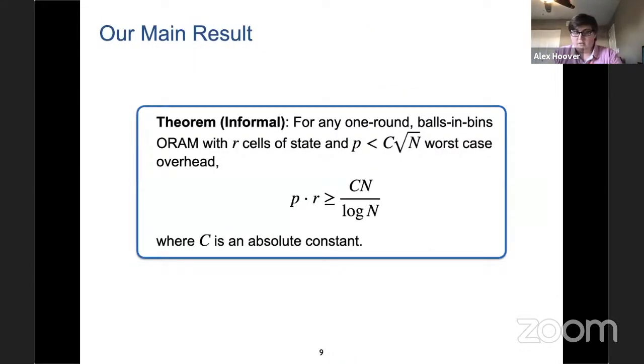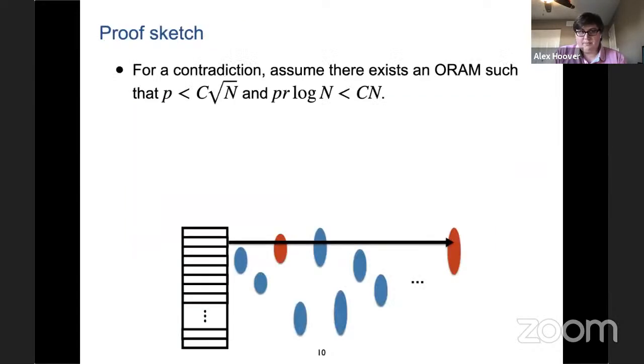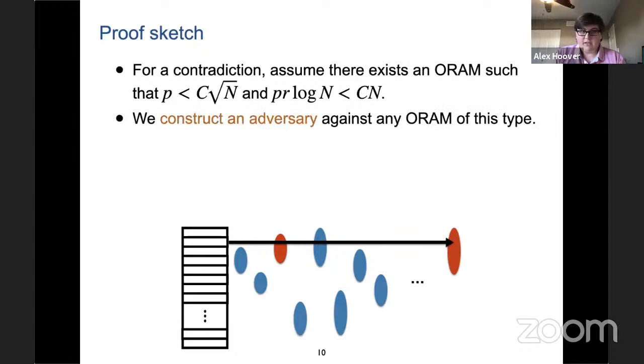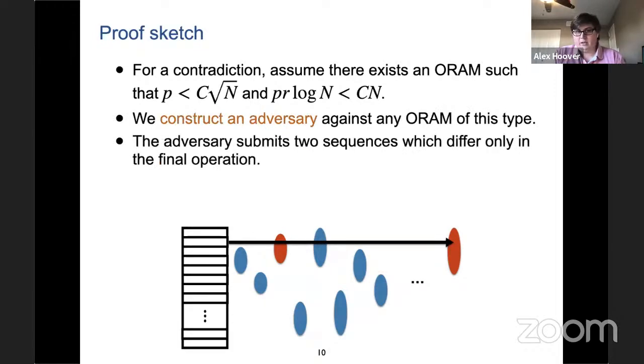And this is one statement of our main result, that any one round balls and bins ORAM with R cells of state and overhead P must obey this trade-off, at least when the overhead is small. And the way we prove this in the paper is by contradiction. We assume there's some ORAM that doesn't obey this trade-off, and we just give an adversary attacking this ORAM. So the adversary just submits two sequences that are the exact same up until the very final operation, and this final operation is either a repeated read or it's some uniformly random read.